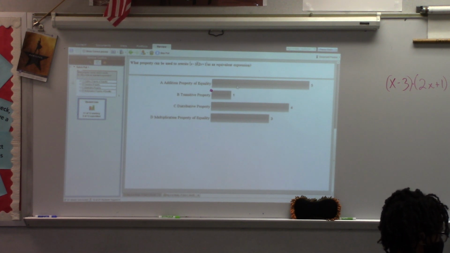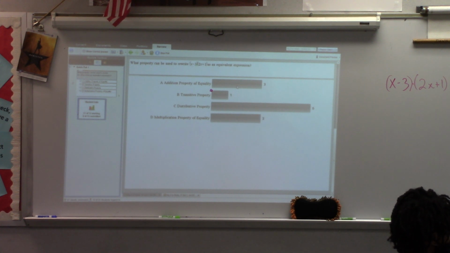Jaquan, Jesus. Any ideas? There's a lot of us who did not say addition property of equality. Can someone come up here and give me an example of what the addition property of equality might be? No ideas? Anybody have an idea or a situation where we might use the addition property of equality?